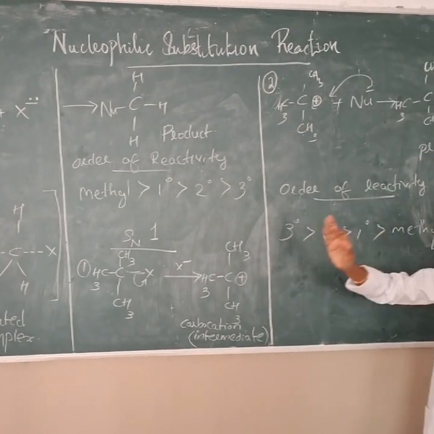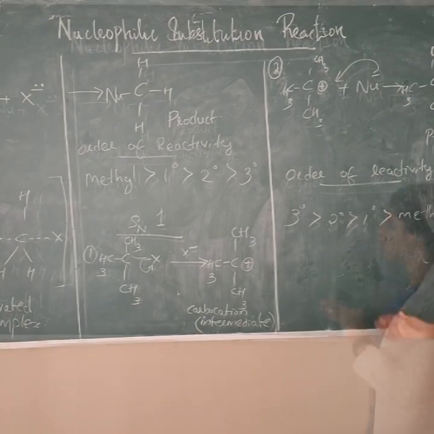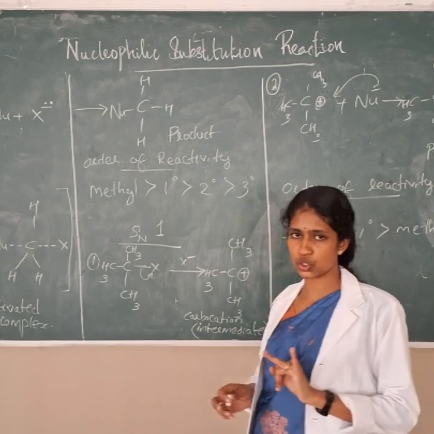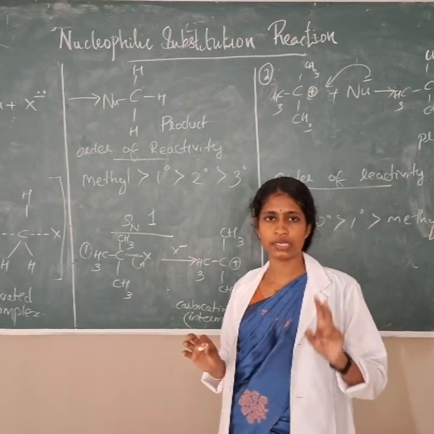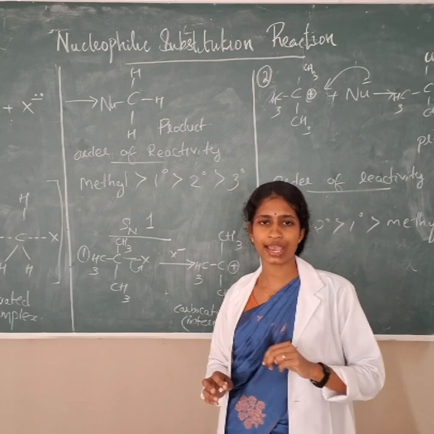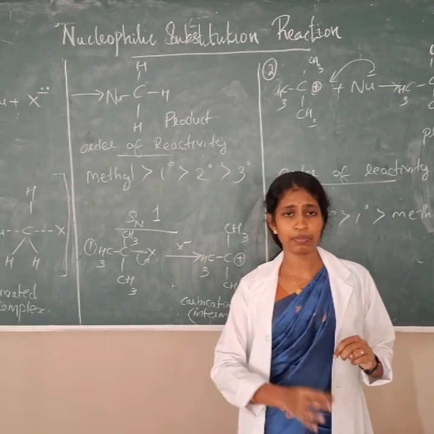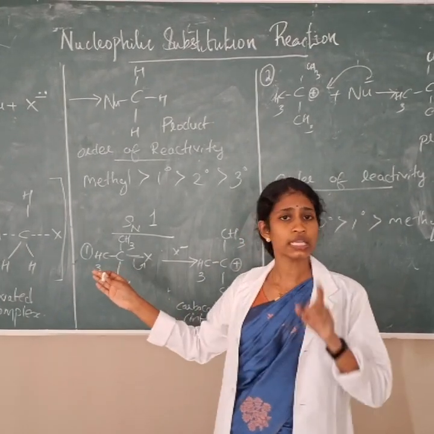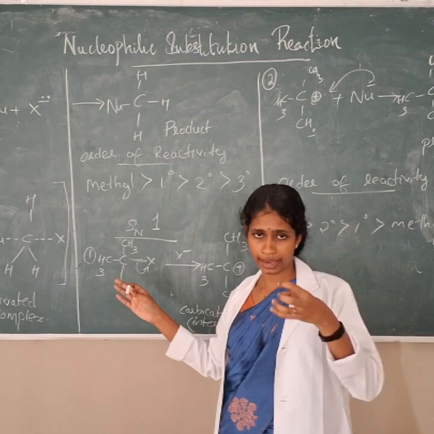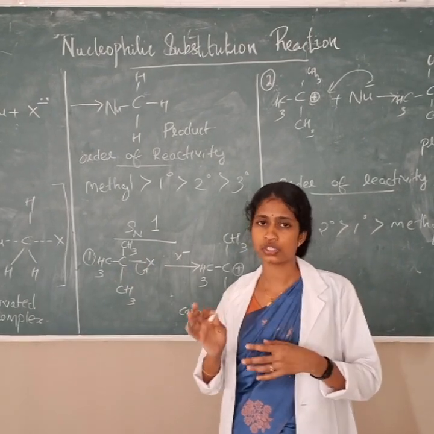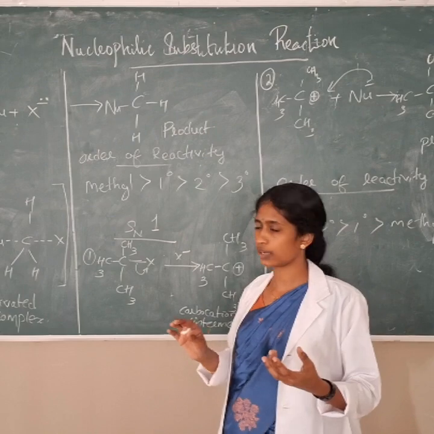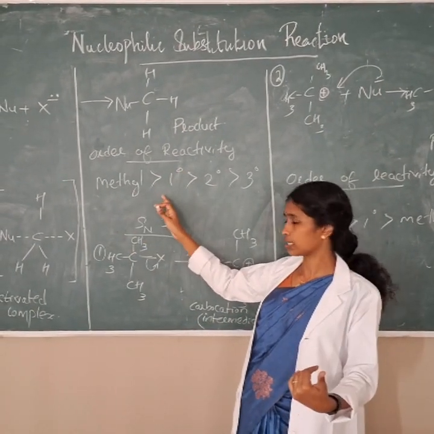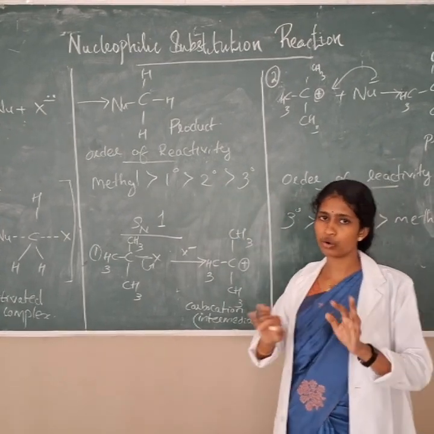This is the difference between the SN2 and SN1 reactions. There are two types of nucleophilic substitution reactions, SN1 and SN2. The first one is SN2. SN2 means it is a bimolecular reaction. The rate of reaction is directly proportional to the concentration of the alkyl halide as well as the nucleophile, and it occurs in a single step, as a backside attack, and Walden inversion is also involved. And the order of reactivity: methyl halide is more reactive, then primary, then secondary, and then tertiary. This is the order of reactivity.